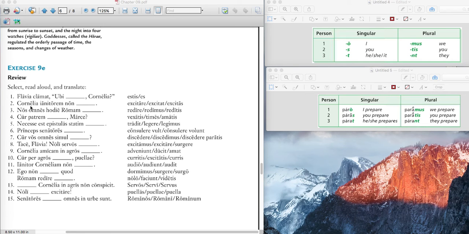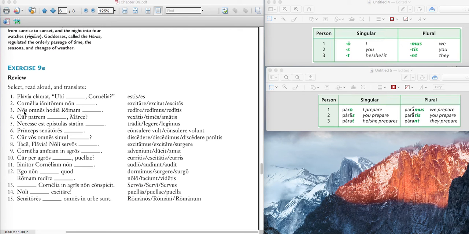So there's number one. Number two, Cornelia ianitorem non blank. And then we have a variety of words. This is all like waking up. So excitare, as you may remember, is an infinitive, to wake up. Excitat is right here, he, she, or it. And excitas is you. So which one makes sense? Cornelia, who is a he, she, or an it, by the way, she's a she. Cornelia does not wake the doorkeeper. So since Cornelia is a she, she's going to be excitat. Cornelia ianitorem non excitat.